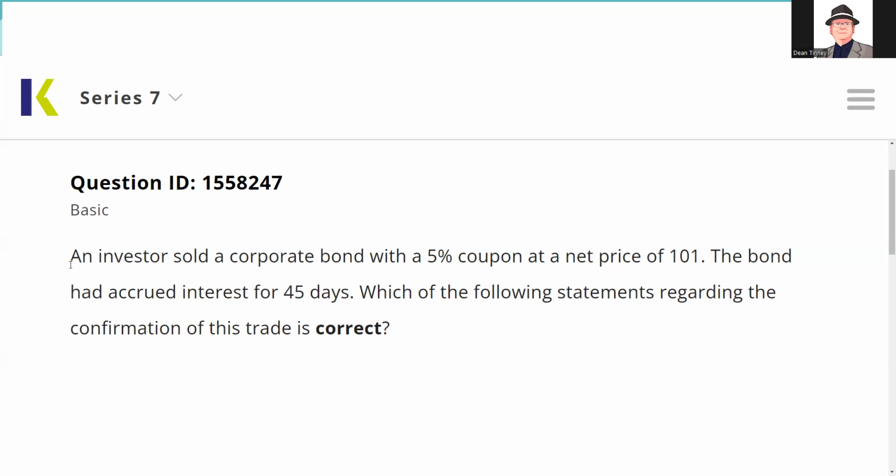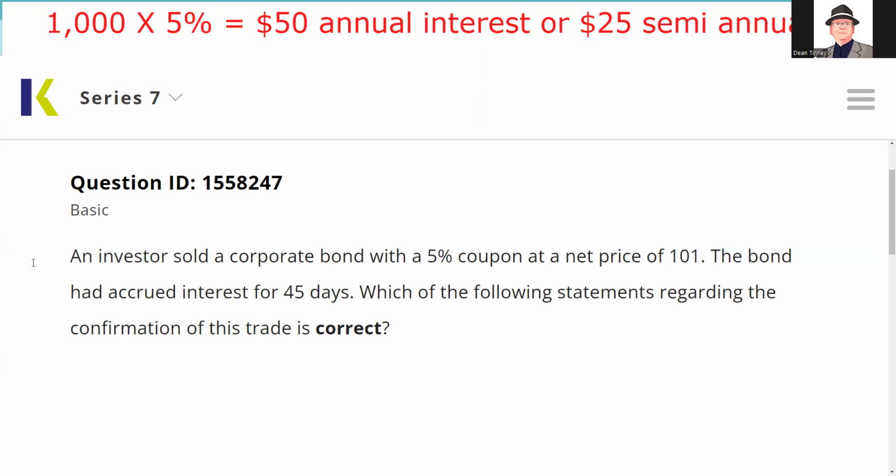Okay, so let's get started in answering this question about what's going to be on the confirmation. What this is testing you on is the Uniform Practice Code: buyers pay sellers the dollar amount of accrued interest calculated from the last interest payment date up to, but not including, settlement. So this is a bond that has a 5% coupon. So 5% on par is $50 in annual interest or $25 semi-annually. We should know that on the Uniform Practice Code, every month has 30 days, and that means the year is 360. So there are lots of ways to do the math.